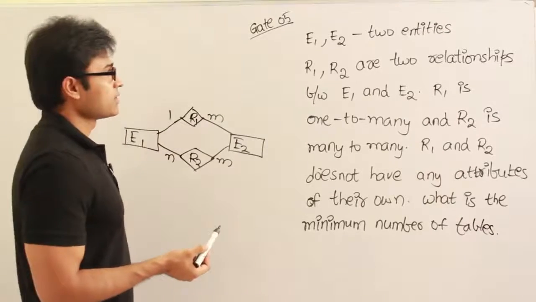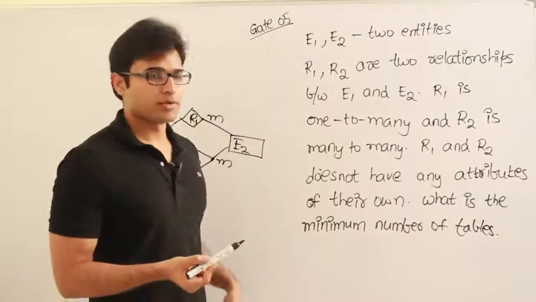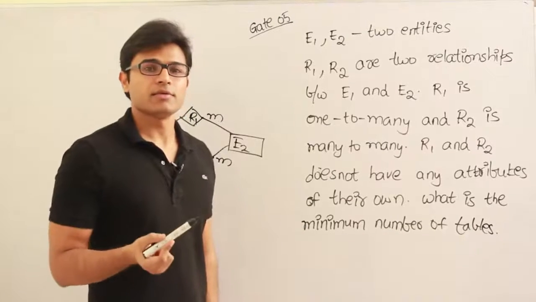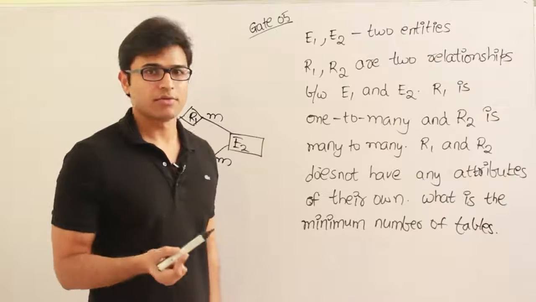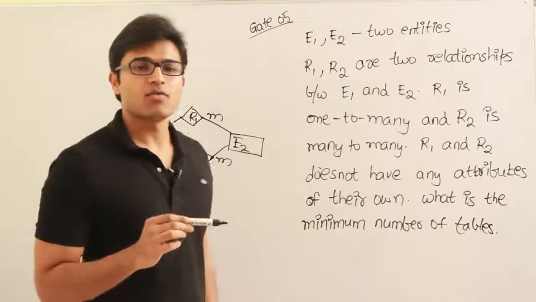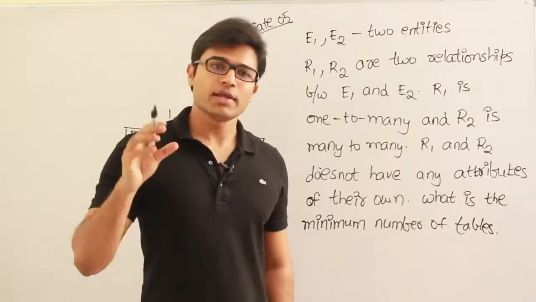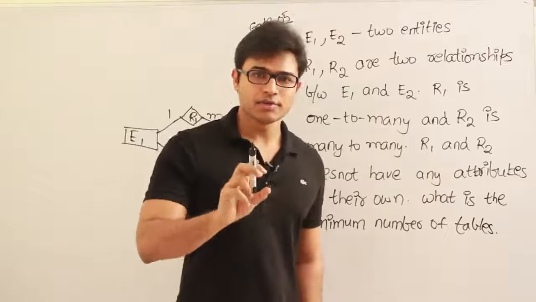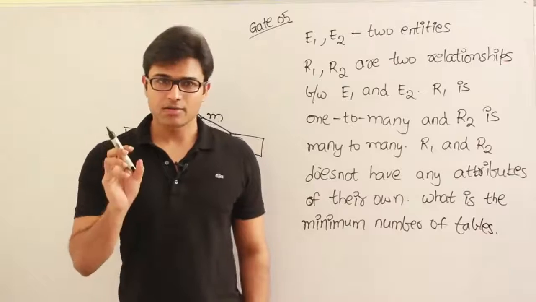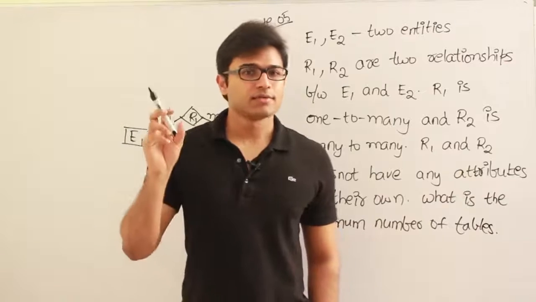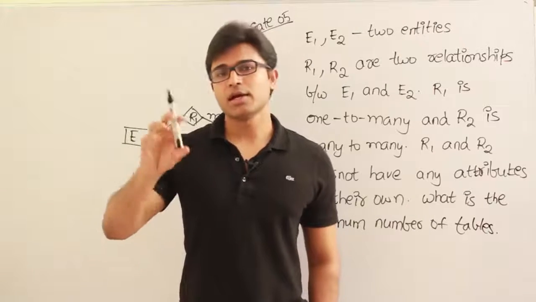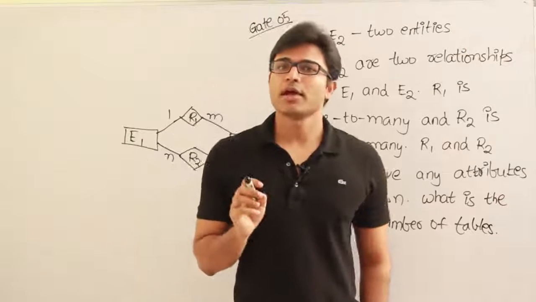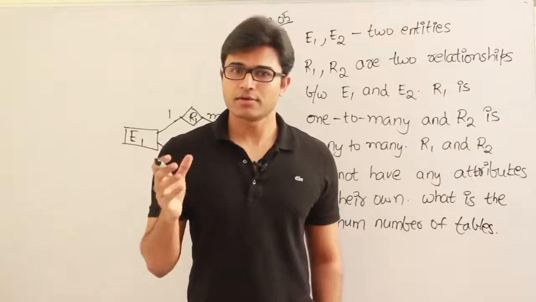One more thing they said is that E1 and E2 have all single-valued attributes, simple attributes. What is the significance of that point? Since all the attributes are simple, we need not have any new tables for the attributes themselves. In case the attributes are multi-valued, we might have to add a table for attributes. Therefore, in this example, we need not add any new tables for the attributes.